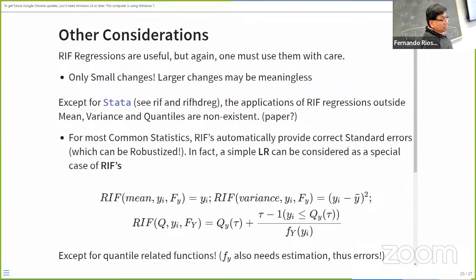So if you would like to estimate the standard errors, everything that you have done in terms of robust standard errors, so sandwich estimators, can be applied and you're going to get correct standard errors for almost all statistics, again, except for quantiles, because you also need to take into account the distribution function or the density function.